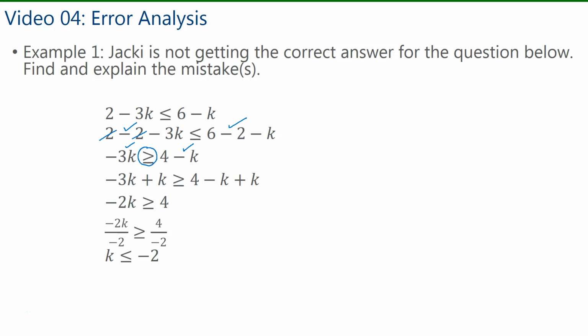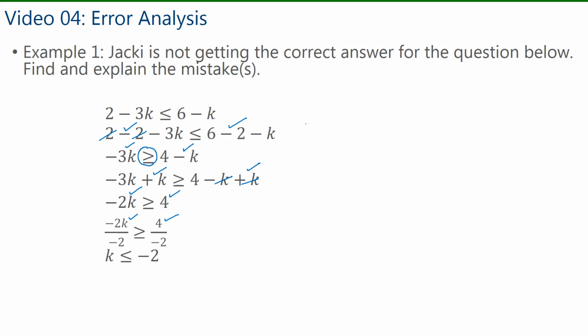Next, she added k to both sides. You get negative 2k on the left and 4 on the right. Then you divide both sides by negative 2. And then she got k is less than or equal to negative 2. So she switched her sign appropriately here, seeing that she divided by a negative number.